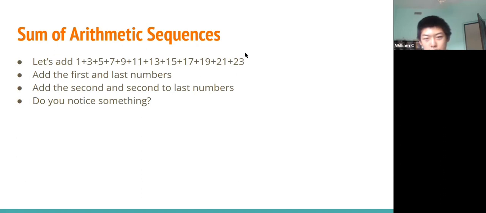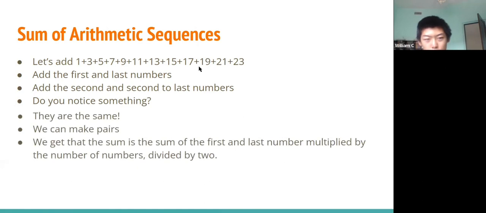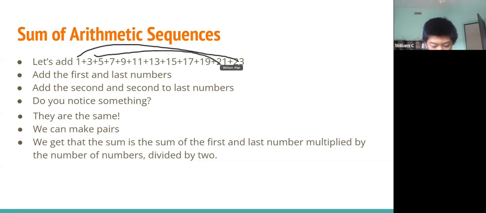So let's add 1 plus 23 and 3 plus 21. And it's the same thing. So therefore we can make pairs. So 1 and 23, 3 and 21, 5 and 19, 7 and 17, so on. All of these add to 24.